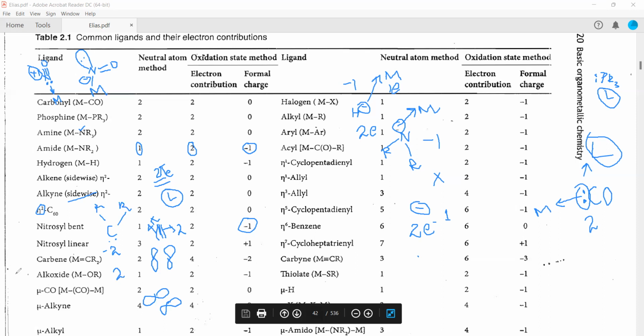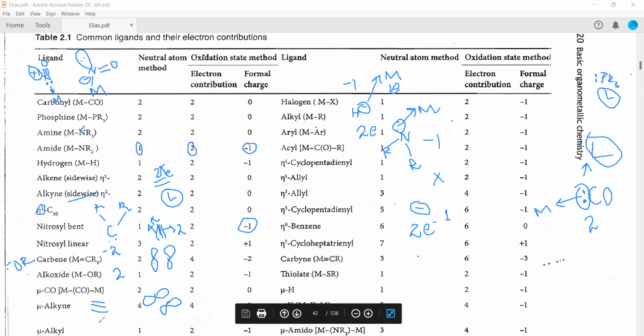And the alkoxide, that is OR negative. So now it is negative, that is why it will act as an X type ligand. Now the mu CO. How many electrons? Again, the CO doesn't have any charge. We know that carbonyl is neutral, so it is an L type ligand, and for L type ligands the electron counting will be the same for the neutral atom method as well as the oxidation state method, and it will be 2. Okay, mu alkynes. When it is given as a normal alkyne and not written sidewise, in that case you count these 4 pi electrons.